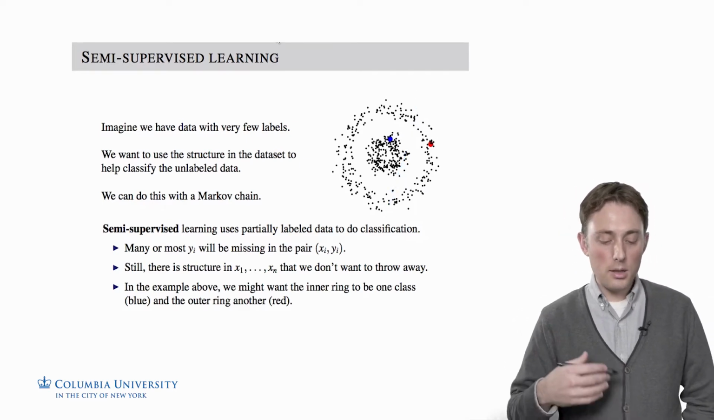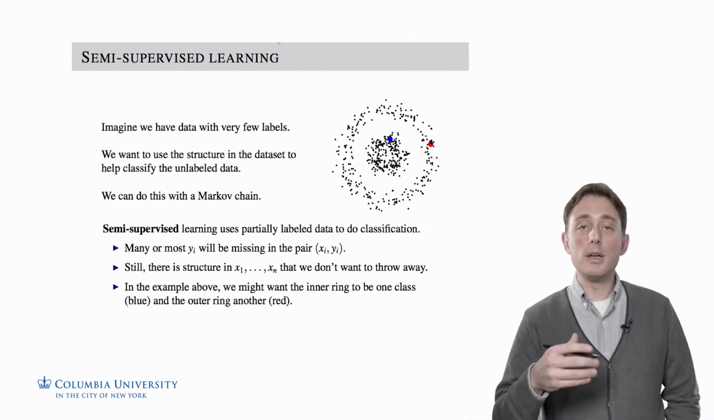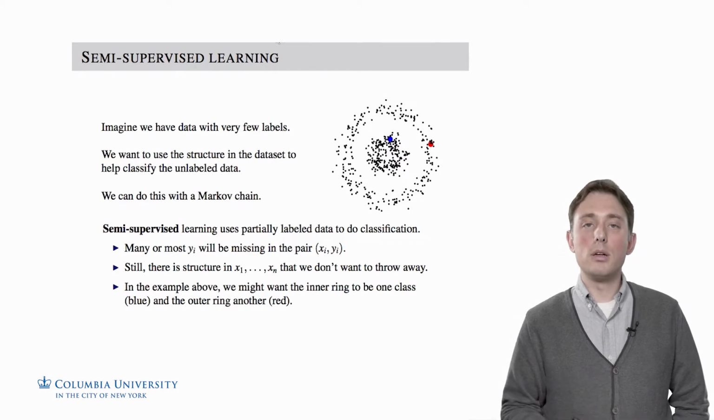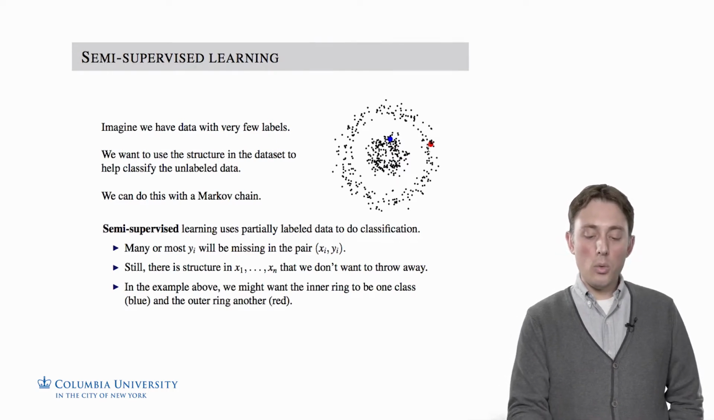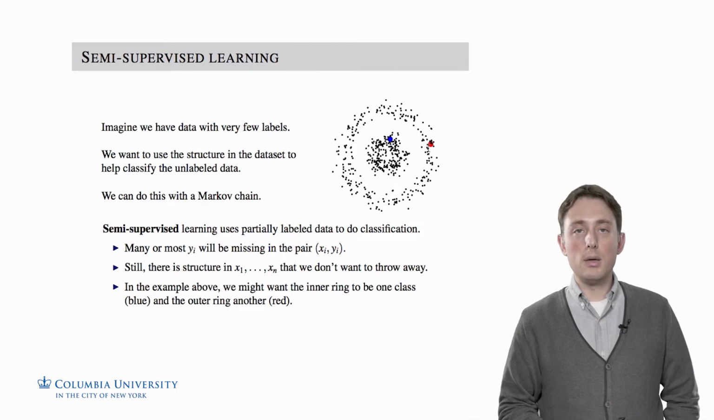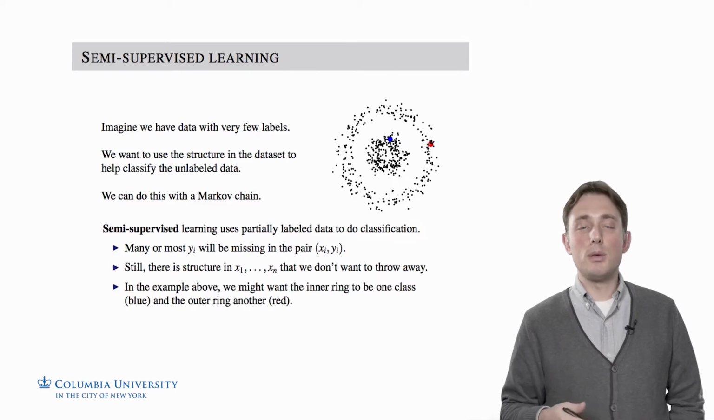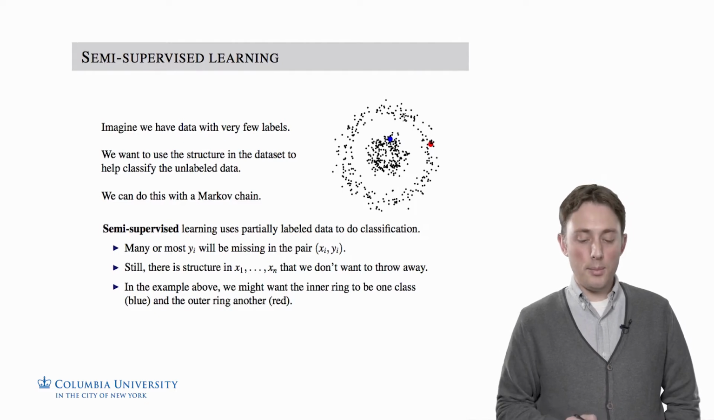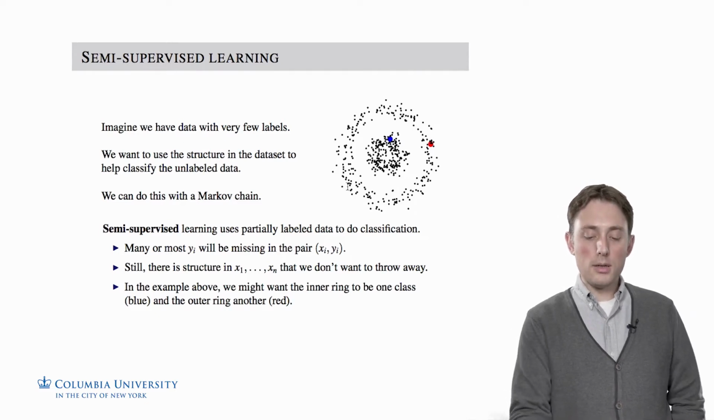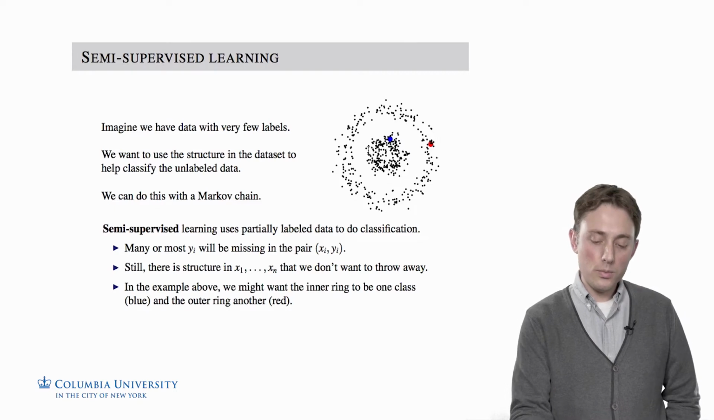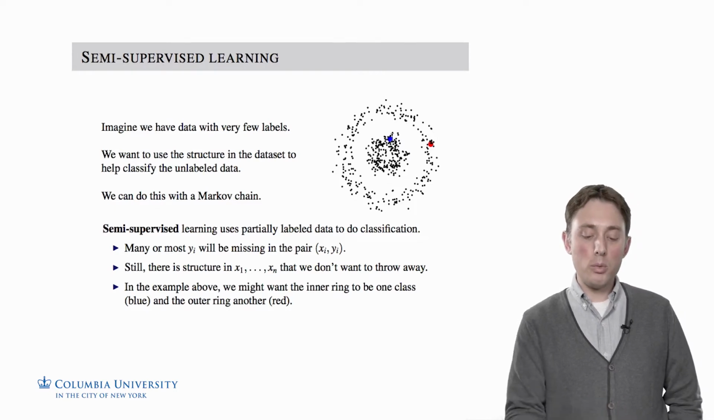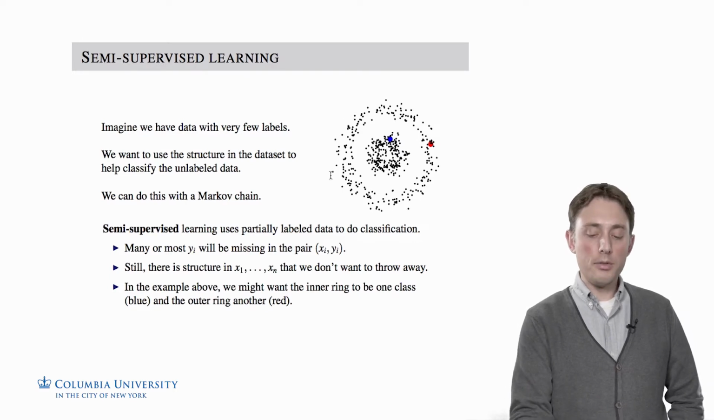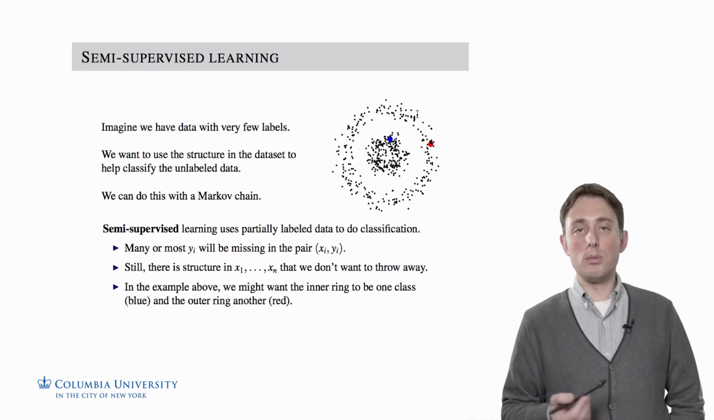The idea behind semi-supervised learning is that we don't want to throw away the unlabeled data because that somehow gives us information about the structure of the data set. In this toy example, that structure is the rings, and so looking at this example, we might say that everything on the inner ring should be labeled blue, and everything in the outer ring should be labeled as the red class.